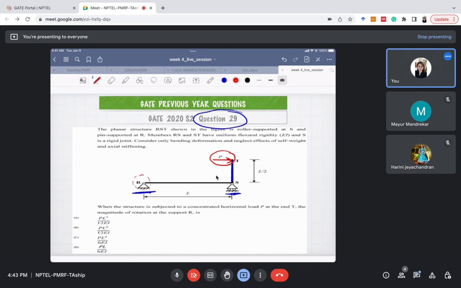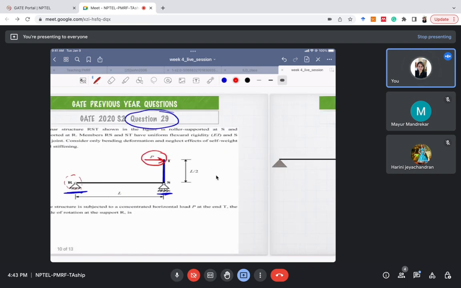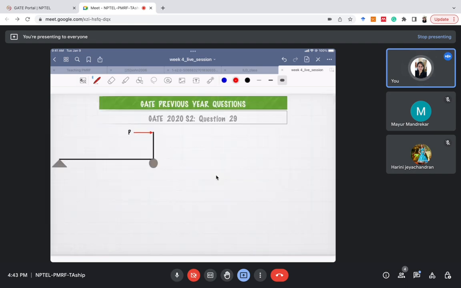Okay, so this is the question. For this kind of loading, what should be the rotation at R? First of all, let's see what should be the deflected shape. This is R, this is S, this is T, right? Let us make a quick free body diagram, although it is not very necessary here. To get to know what is the moment that is coming at S, I'm drawing this free body diagram. I'm just separating this part TS from here.